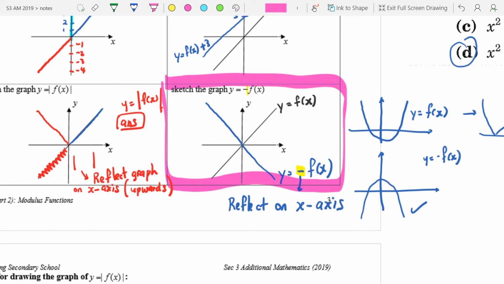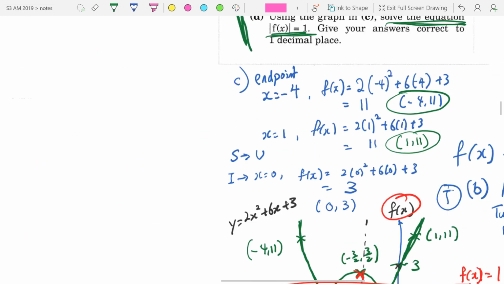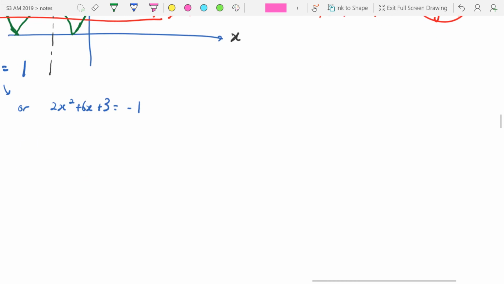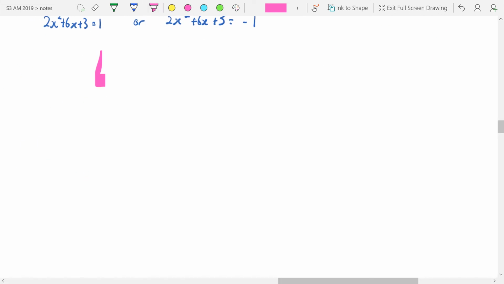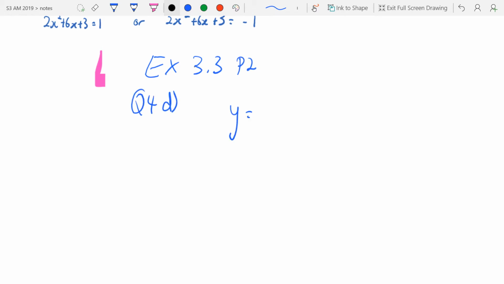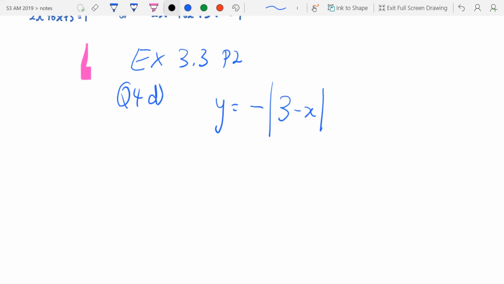Now, let me write out the question for you. I write down exercise, I'm sorry, I use blue color. This is exercise 3.3, part 2, question 4d. Let me try to recall. It's like that, right? Then x, help me, minus 3 or plus 3? 3 minus x.